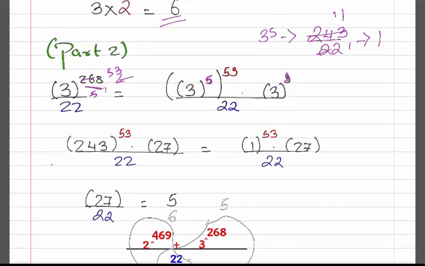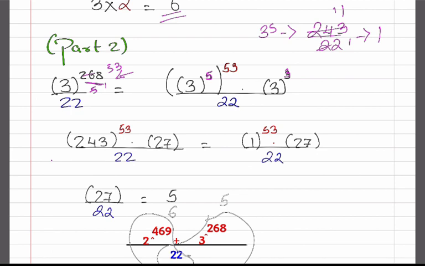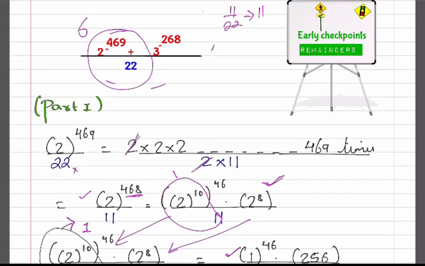Now I'll write this as 3 raised to 5, which is 243, raised to 53 then, into 3 cube, which is 27, divided by 22. I already know the remainder for 243 is 1. 1 multiplied 53 times is nothing but 1, into 27 is nothing but 27. 27 divided by 22, the remainder is 5. So what is my final answer right now? The remainder for the first part was 6, the remainder for this is 5. 6 plus 5 is 11. 11 divided by 22, my final answer for this is 11.